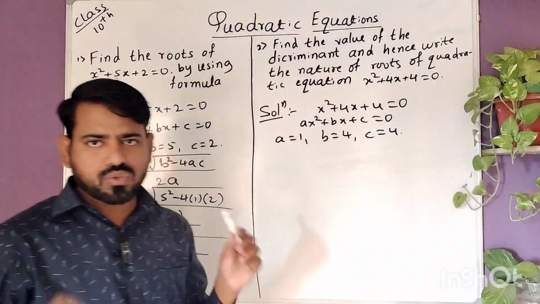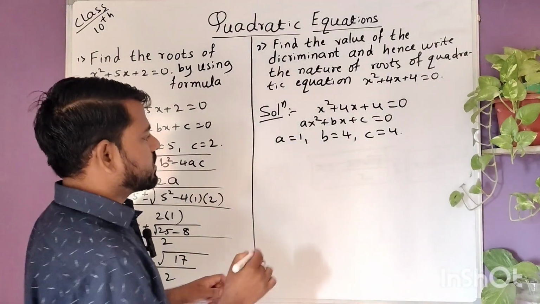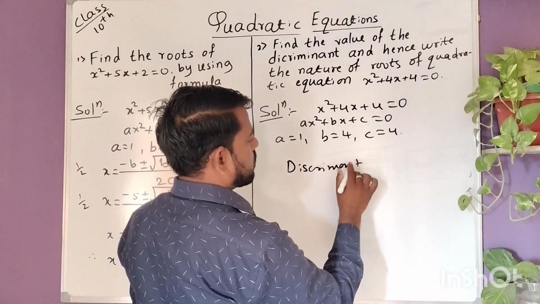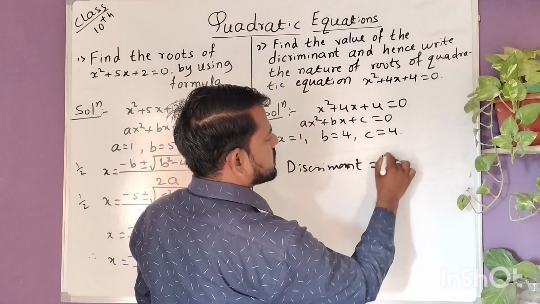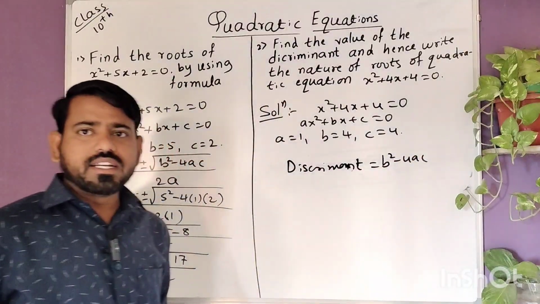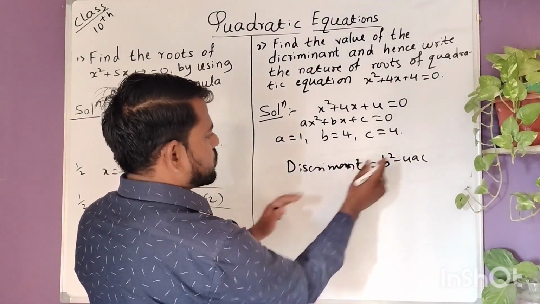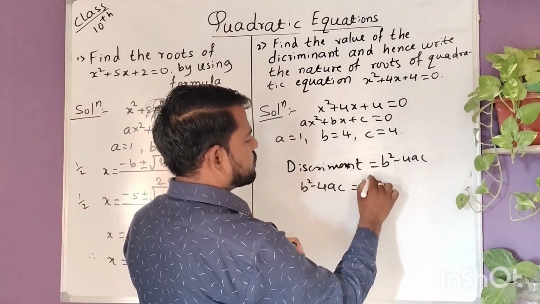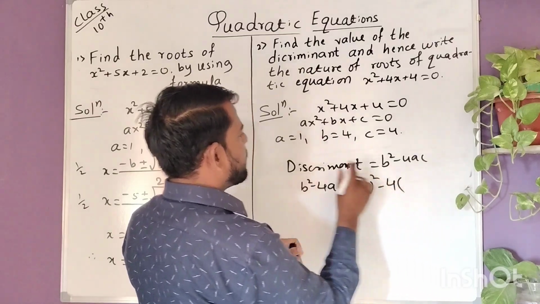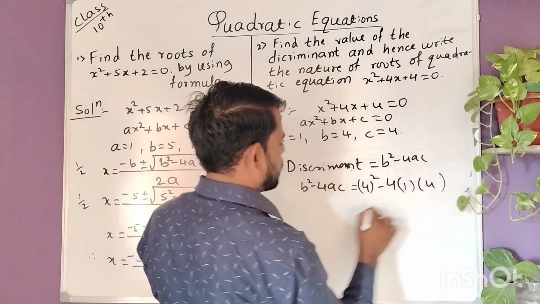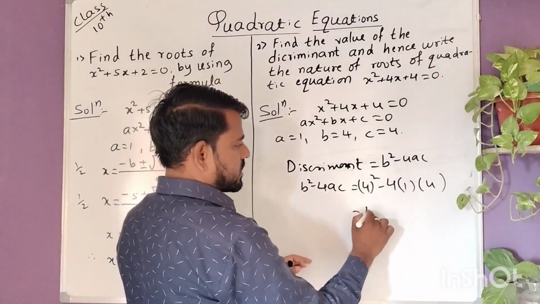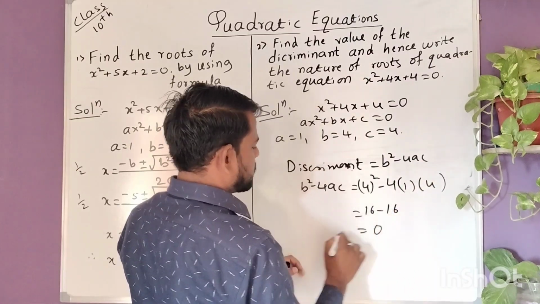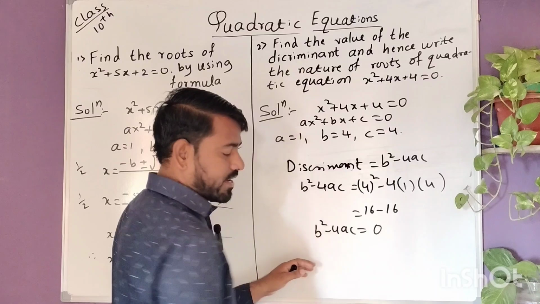To write the nature of roots, first we need to know the value of the discriminant. b square minus 4ac is our discriminant. So substitute the values of all variables. The b value is 4, so 4 square minus 4, the a value is 1, the c value is 4. Now square: 4 square is 16. 4 1s are 4, 4 4s are 16. So 16 minus 16 becomes 0. So our discriminant b square minus 4ac becomes 0.